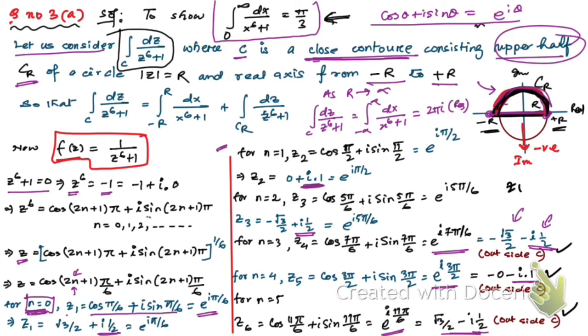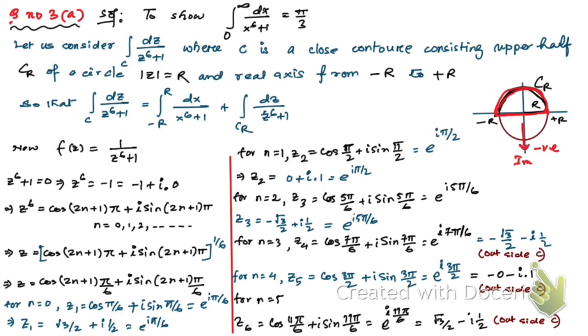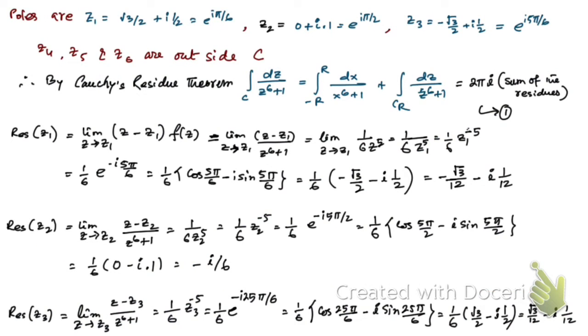Just wait, let me clean it so that you can take the screenshot. So here you see, take the screenshot here. You see we have put n is equal to 0, 1, 2, 3, 4, 5 to get the poles Z1, Z2, Z3, Z4, Z5 and here Z6. Okay, so out of those 6, these 3 are outside C, so that's why we are not going to consider those. Now let me go to the next slide. Here you see, so what are the poles?